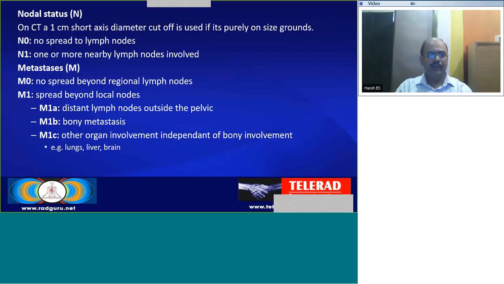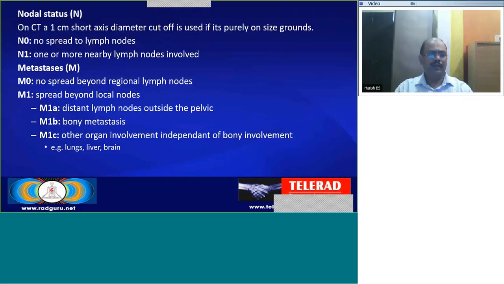The nodal classification, which basically involves a 1 centimeter short axis cutoff, is used on CT. N0 means no spread to lymph nodes. N1 means one or more nearby lymph nodes are involved. Metastasis staging: M0 involves no spread beyond the regional lymph nodes. M1 is spread beyond the lymph nodes.